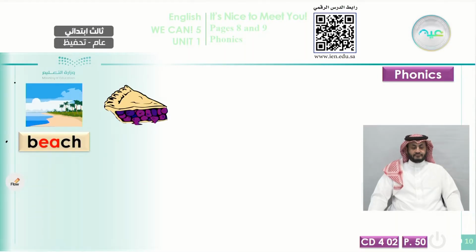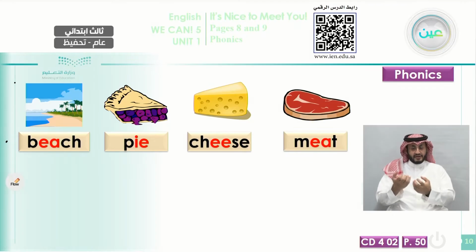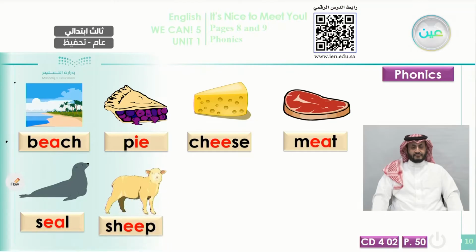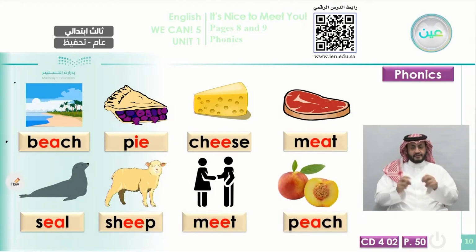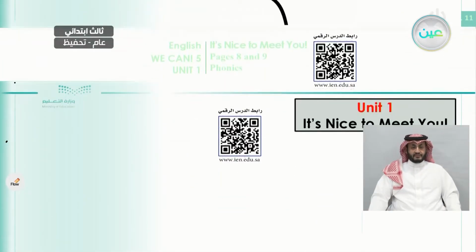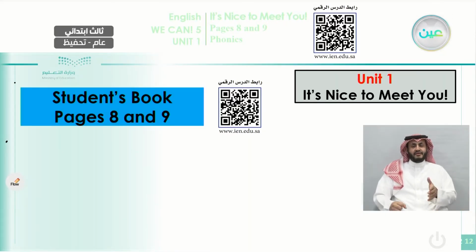Look at these pictures. What is this? This is beach also, and here is a pie. Here is cheese. You can see some cheese. Meat also. Okay, you can see EA. Seal, this is a seal. Sheep, okay, meat. You can tell the meaning from the picture. Peach also. Also in the previous lesson, we learned how to write E and F correctly.